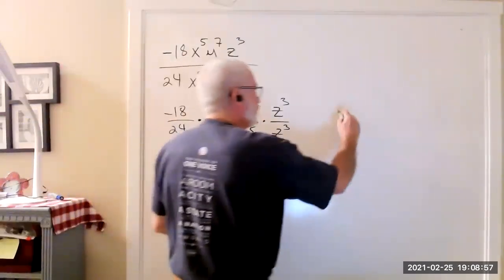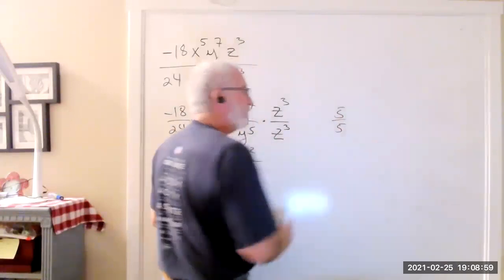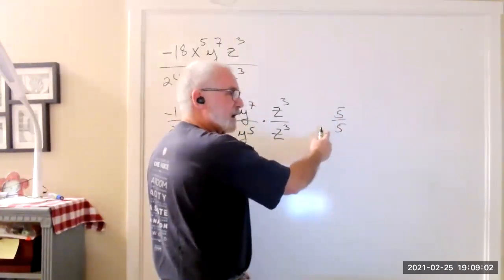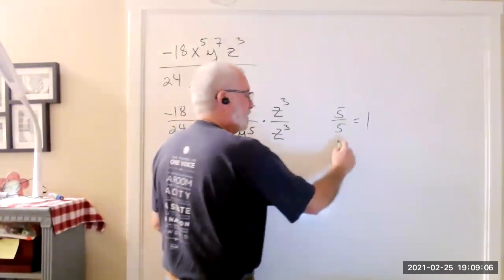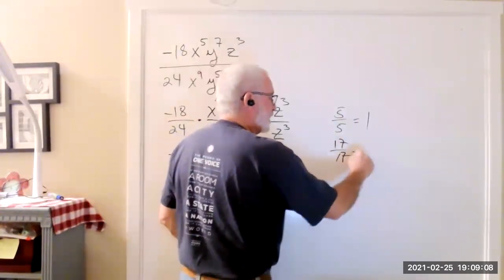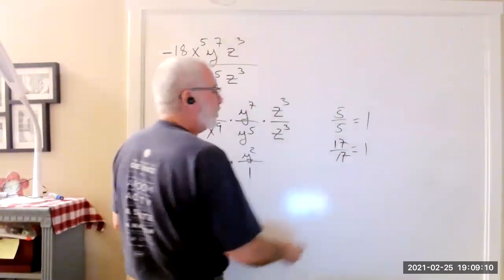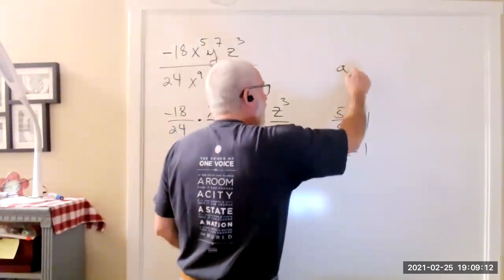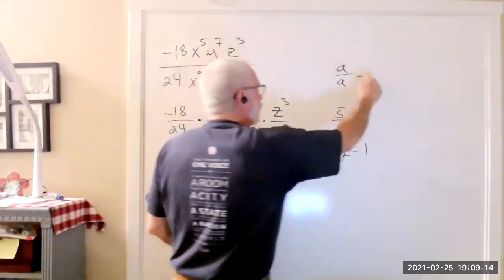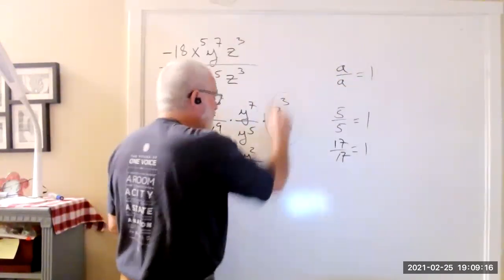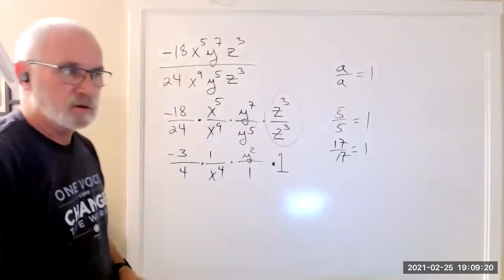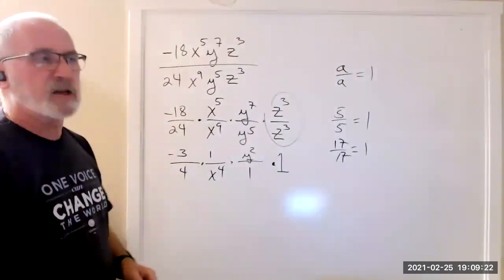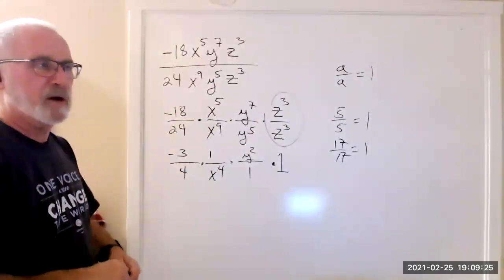Or think about this. Way back in grade school, what was 5 divided by 5? 1. Yeah. And 17 divided by 17 is 1. So we learned that any number divided by itself was always 1. So this would just become a big fat 1. Or you can just say it cancels out, whichever you prefer. It doesn't matter to me.